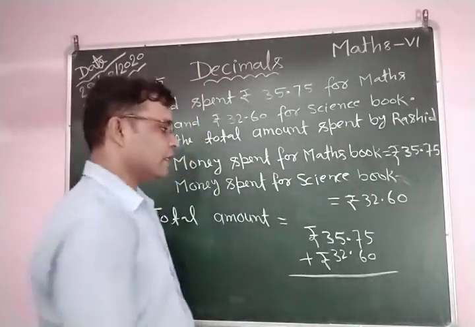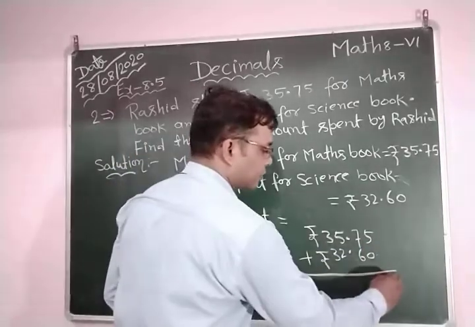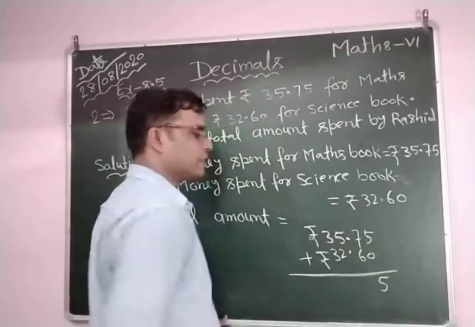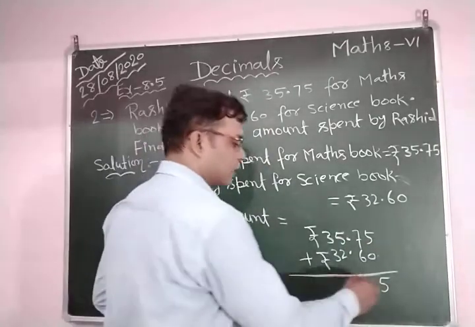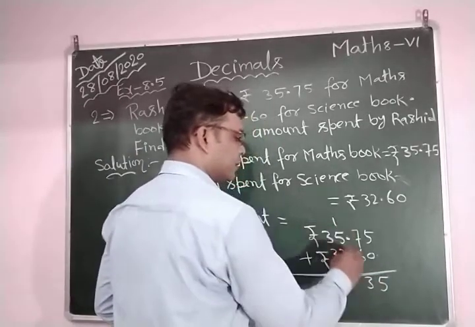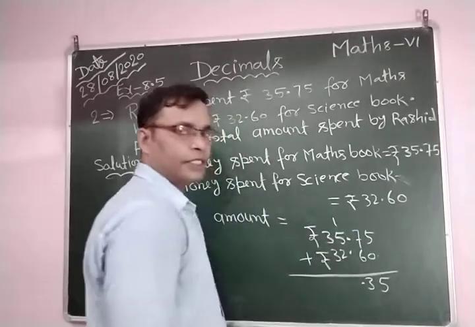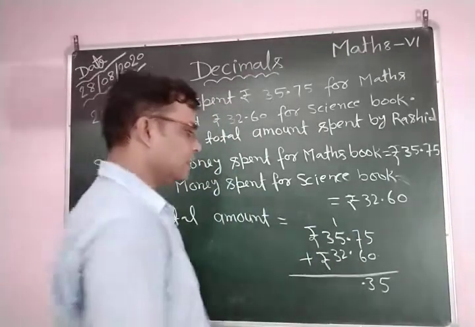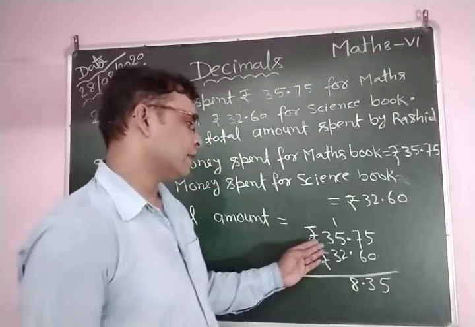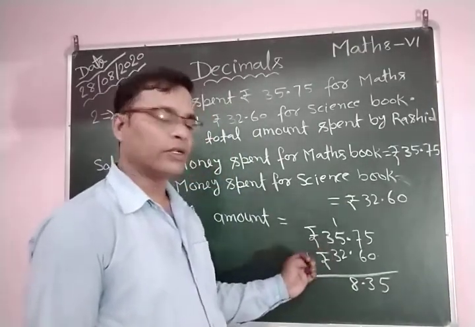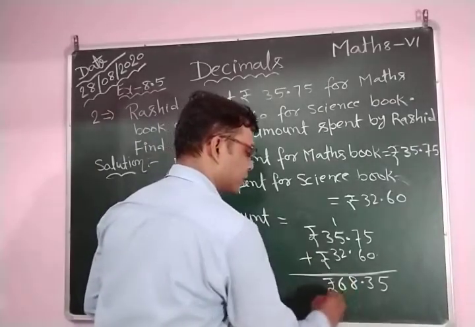So here 5 plus 0, this is equal to 5, and 7 plus 6, this is equal to 13. Carry 1, this is the decimal point. 1 plus 5, this is 6. 6 plus 2, this is 8. Clear? Now 3 plus 3, this is equal to 6. And here we sum rupees.